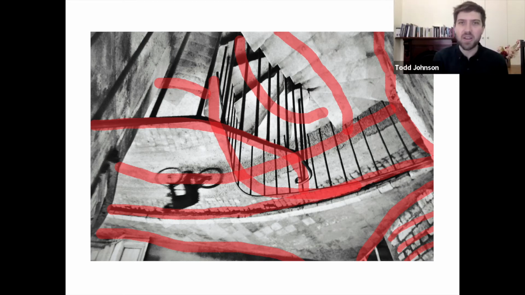There's something about a curved line which helps to activate a composition, helps to give it a sense of life, a sense of rhythm and movement within the frame. It creates a very dynamic frame.